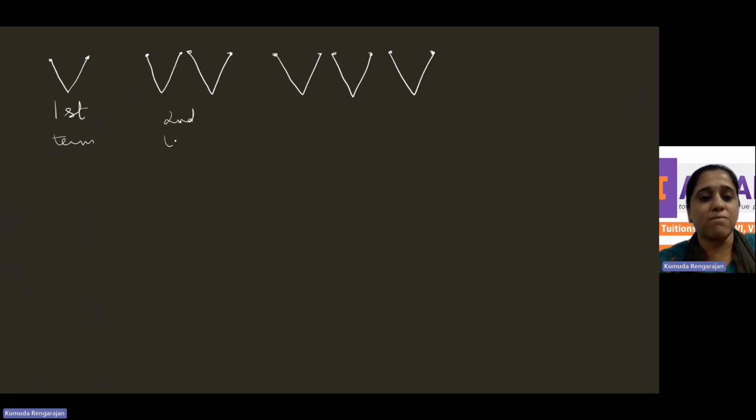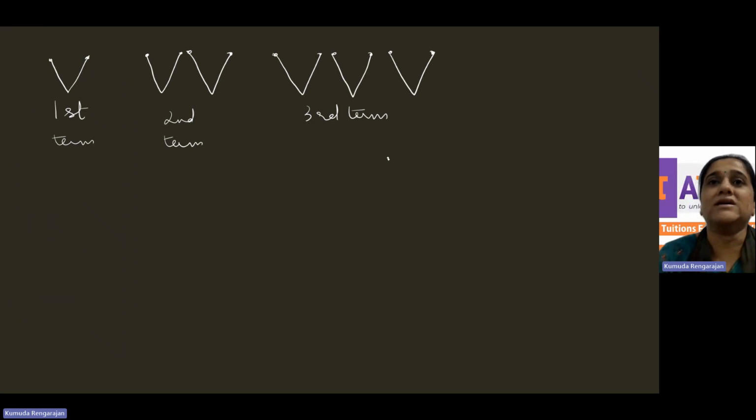This is the second term of the pattern. This is the third term of the pattern. So we know that we need two matchsticks to make one V. The first term has one V, second term has two V's, third term has three V's, and so on.